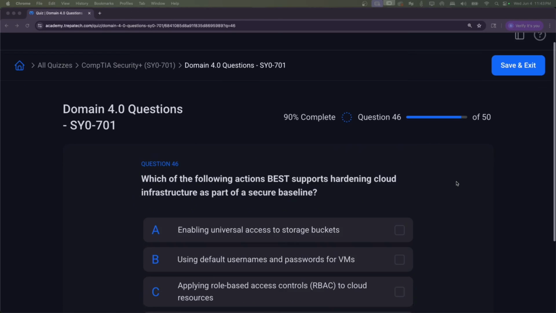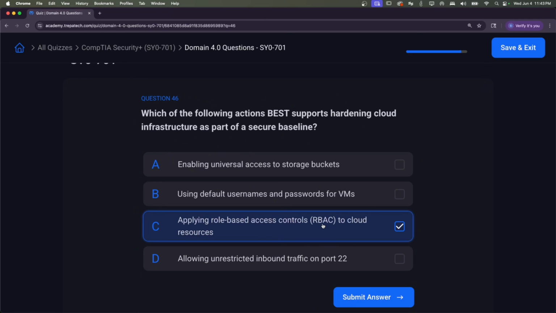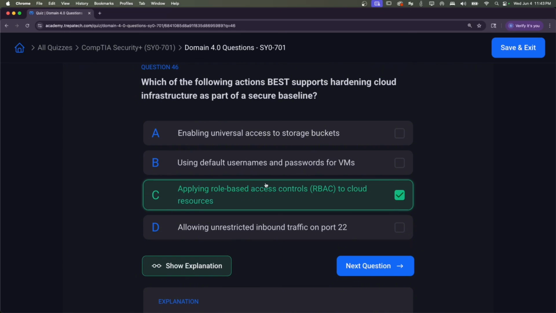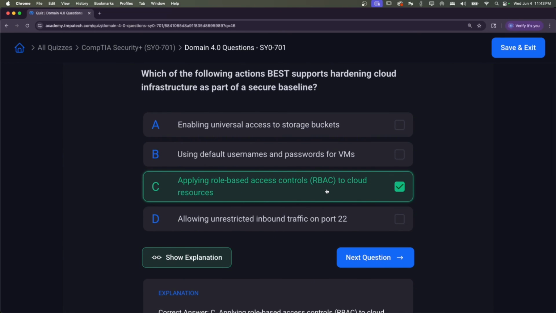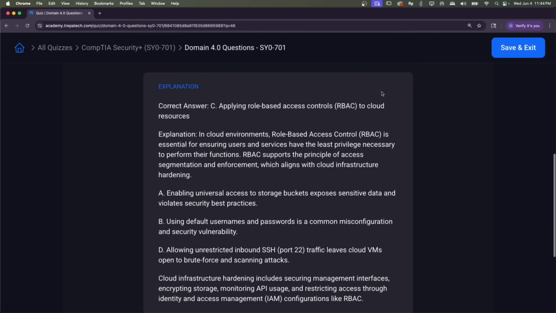Question 46. Which of the following actions best supports hardening cloud infrastructure as part of a secure baseline? So hardening cloud infrastructure is always going to be, guys, starting with your IAM. That's like your boundary in the cloud, the new boundary for the cloud, IAM, Identity and Access Management. It's who has access, and are we stopping anyone from getting into our cloud console or cloud portal? It all starts with the identity and how we're protecting that identity. So we're going to go with C, applying role-based access control to cloud resources. Who can access what, and how are we protecting that?